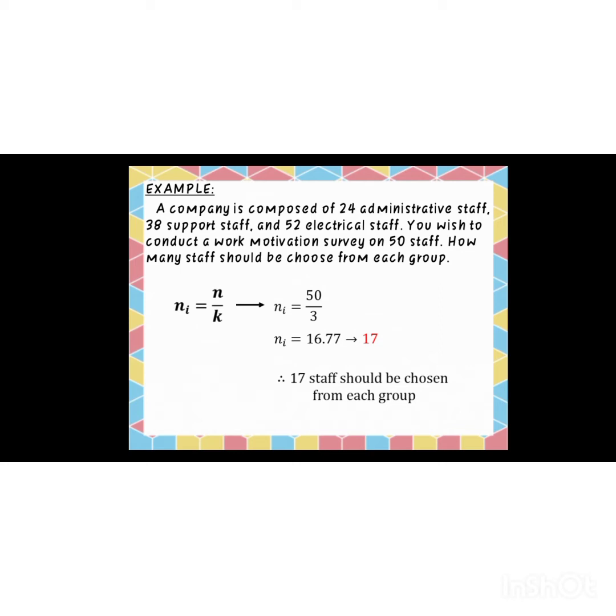Okay, so simply divide by 3, so we have 16.67, or to round up, we have 17. Therefore, we conclude that 17 staff should be chosen from each group. Okay, next.